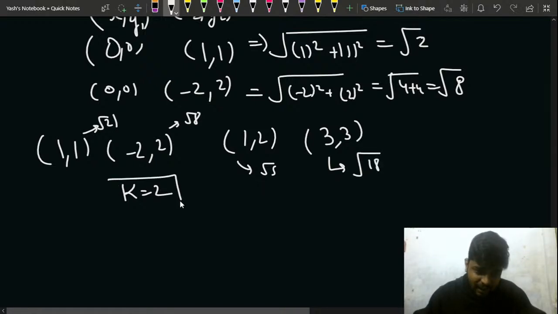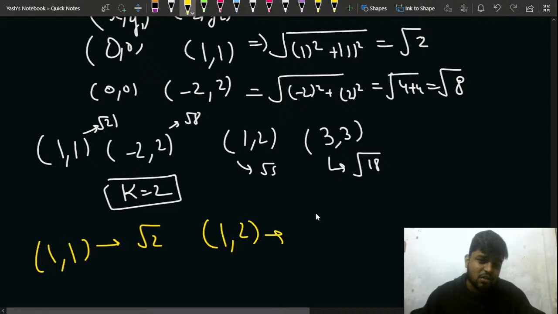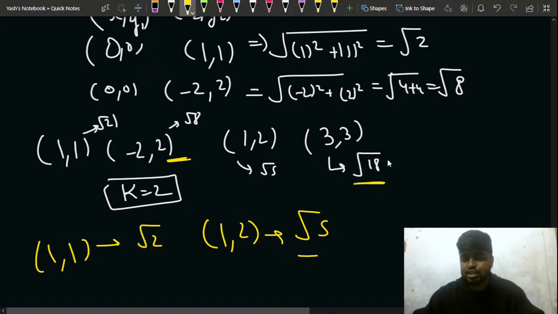So if I have to find the two closest points from the origin, that will be 1 comma 1, because 1 comma 1 is at a distance of under root 2, and 1 comma 2, which is at a distance of under root 5, right? Other points are at a distance of root 8 and root 18, right? So I can easily say that the two closest points are this and this. So how can we do this?